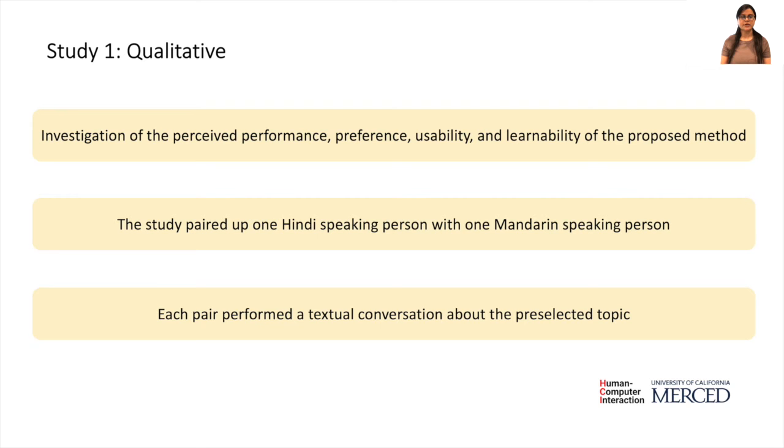Participants were instructed to type in English, then translate the text to the language of the person they are paired with before sending it to them. They were asked to continue the conversation until they both felt that they have fully covered the topic. Once finished, all participants completed a questionnaire where they rated various aspects of the method on a 7-point Likert scale.